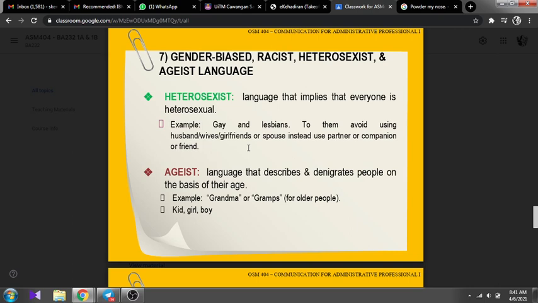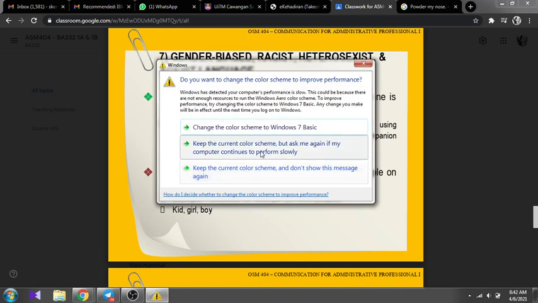Ageist language describes and denigrates people on the basis of their age. Grandma, grams, kids, girl, boy. If you use these in the wrong situation, you hurt people. Like when you go to a shop, there is a young lady selling something. She looks young, but you call her auntie. Of course she will be insulted. She was going to charge you cheap, but now she gives you the expensive price. So you have to be careful about people's feelings, and use your words nicely so that everyone is comfortable with you.